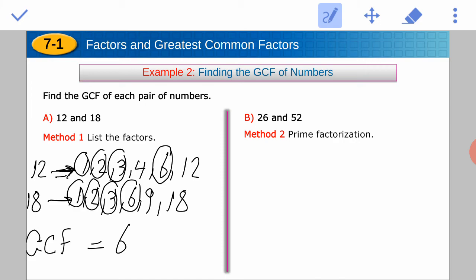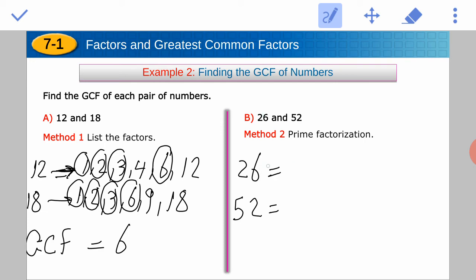Another example and method number 2. Method number 2, we totally depend on the prime factorization of both numbers. So we need to write 26 as a product of prime factors and 52 as a product of prime factors only. So we're not going to write a complete list of factors. We're only going to write a prime factorization of both numbers. Whatever you use, the factor tree or the ladder diagram, you can take both numbers outside and think about the prime factorization of each one of them.